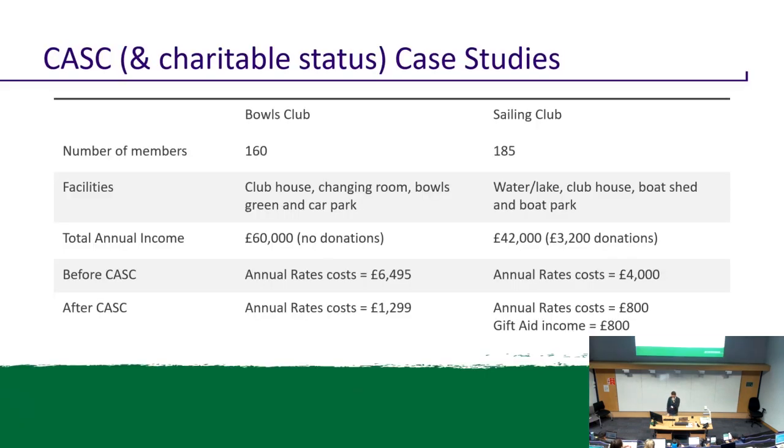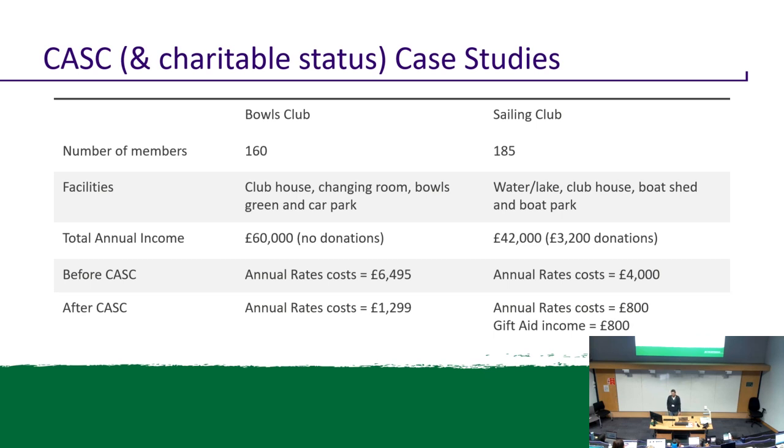You can see how it might affect a sports club here. So we've got a bowls club on the left, 160 members. They own a clubhouse, changing rooms, facilities. They've got a car park. They generate £60,000 in income, none of which is through donations. Before they were a community amateur sports club, they had annual rates costs of £6,495.